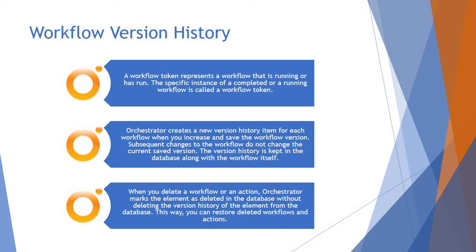Orchestrator creates a new version history item for each workflow when you increase and save the workflow version. Subsequent changes to the workflow do not change the current saved version. The version history is kept in the database along with the workflow itself. When you delete a workflow or an action, Orchestrator marks the element as deleted in the database without deleting the version history of the element from the database. This way, you can restore deleted workflows and actions.